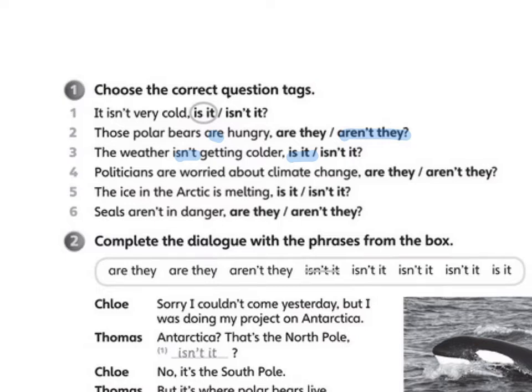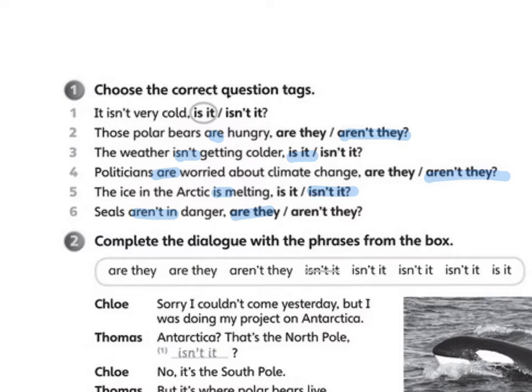Number 4 says, politicians are worried about climate change. What is the verb? Are. What is the correct one? Are they or aren't they? It's aren't they, because the original one was in affirmative. Now, number 5. The ice in the Arctic is melting. Is melting. So the correct one would be, isn't it? Number 6. Seals aren't in danger. Are they?